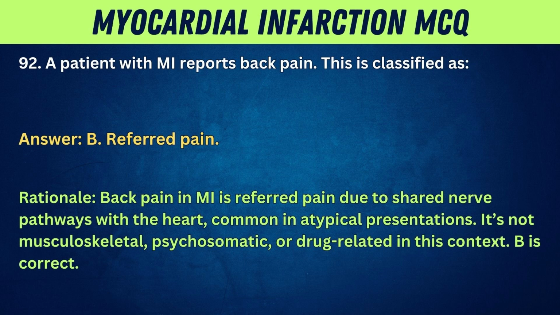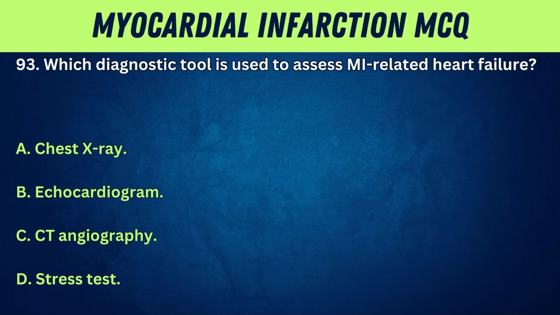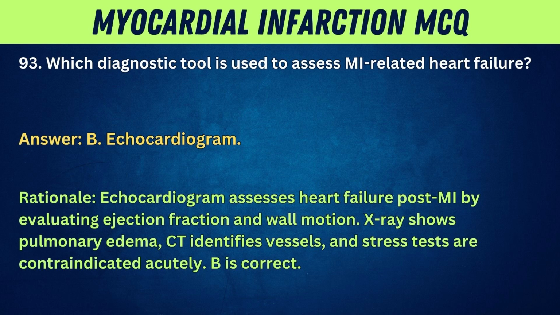B is correct. 93. Which diagnostic tool is used to assess MI-related heart failure? A. Chest X-ray. B. Echocardiogram. C. CT angiography. D. Stress test. Answer: B. Echocardiogram. Rationale: echocardiogram assesses heart failure post-MI by evaluating ejection fraction and wall motion.